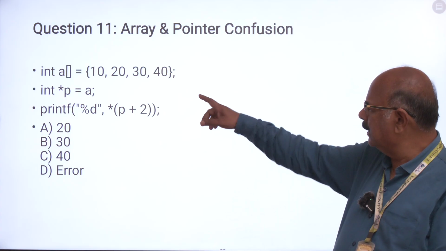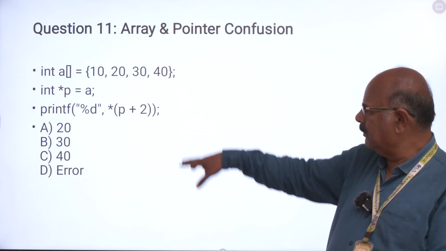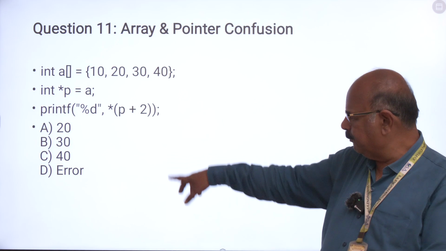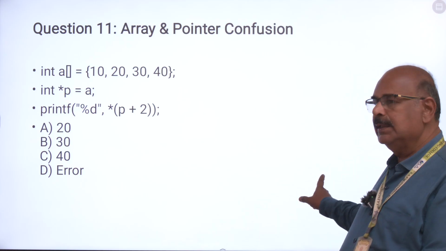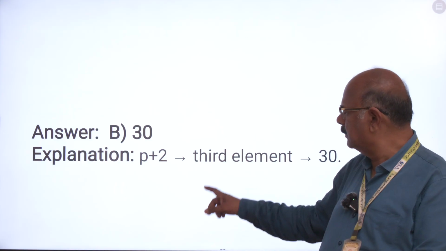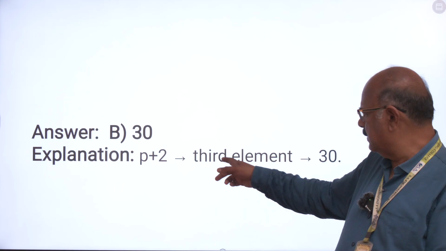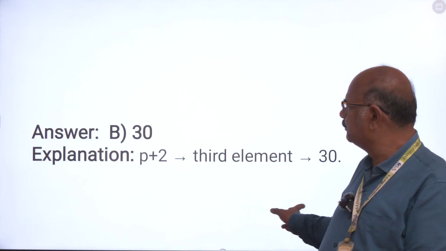So the integer array is 10, 20, 30, 40, and next the pointer value p is set to a, and we are giving printf. The options given are 20, 30, 40 and error. How can we get this? Let us see the options. The answer is 30. How it comes: p plus 2 is always the third element. So here the 30 is coming.